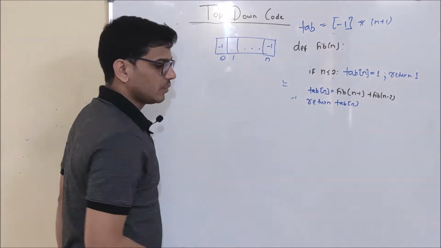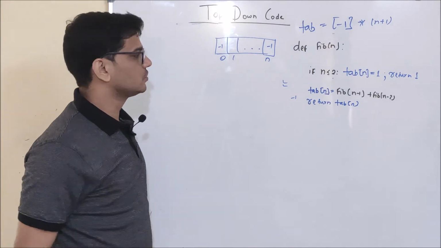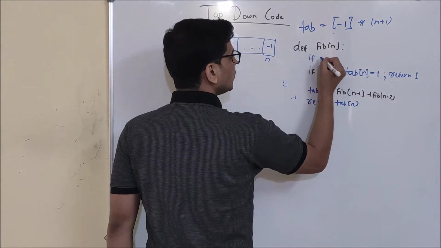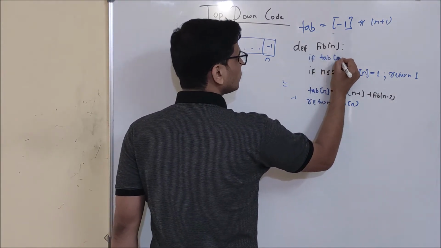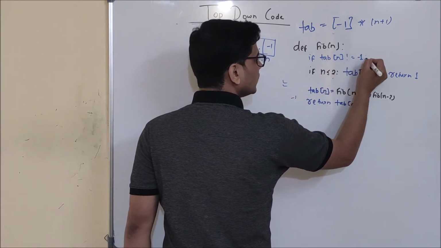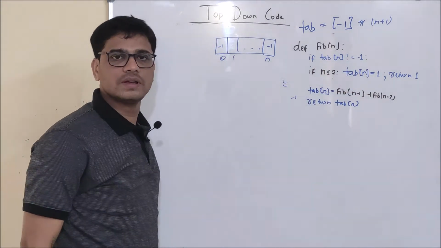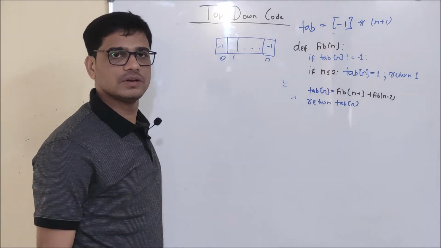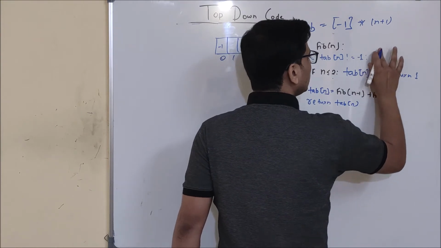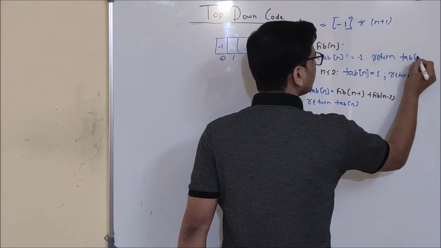So this is the modification, but are we checking anywhere whether we have calculated this value earlier or not? No. So I also need to add one more line, an if check: if tab of n is not equal to -1, what does it mean? I have updated that particular cell. And if I have updated that cell, then we will just return the value of that cell. Return tab of n.